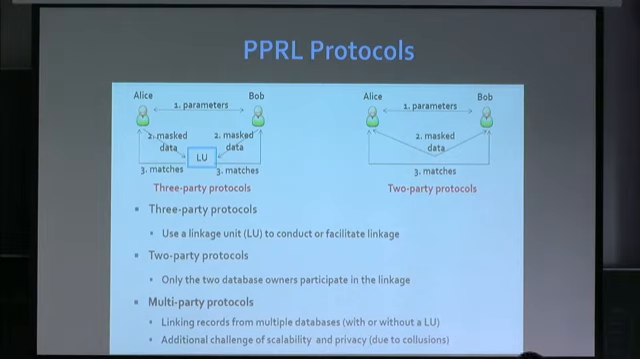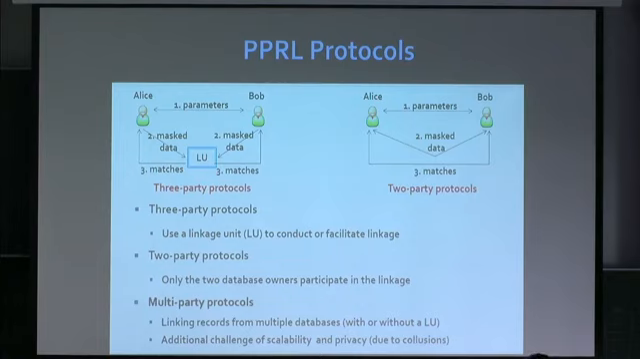The advantage of two-party protocols over three-party protocols is that there is no risk of collusion between one of the two database owners and the linkage unit with the aim to learn about the other database owner's data. However, two-party protocols often require more complex or sophisticated techniques to make sure that the two database owners cannot infer any information from the data exchanged among them.